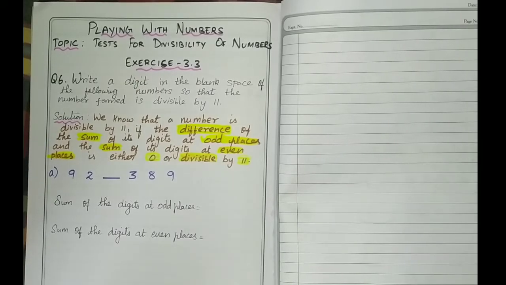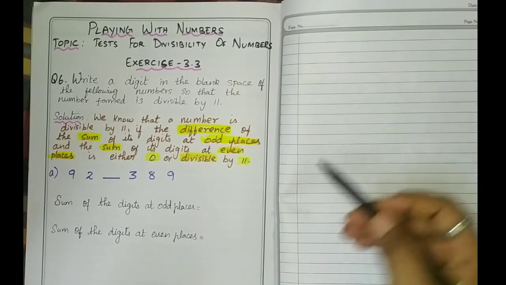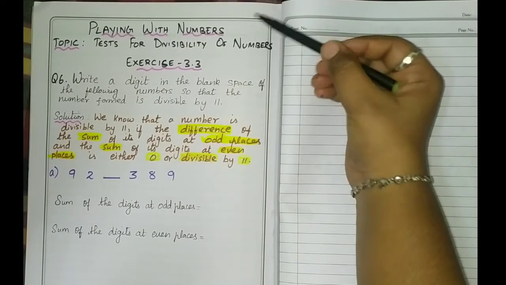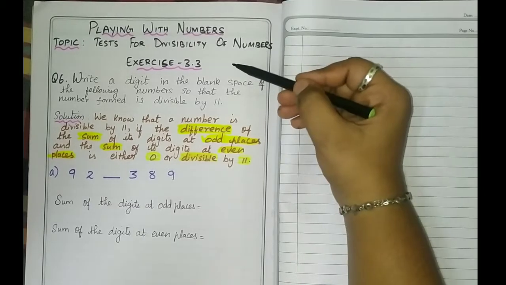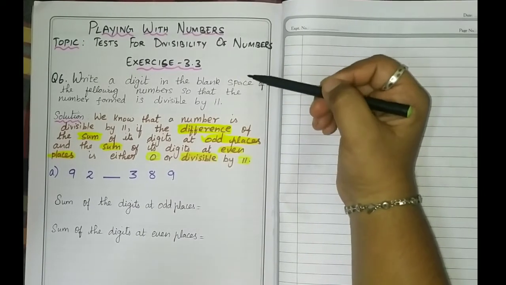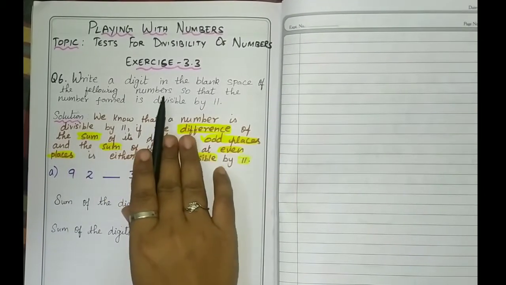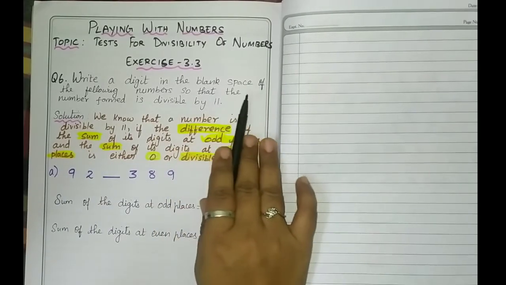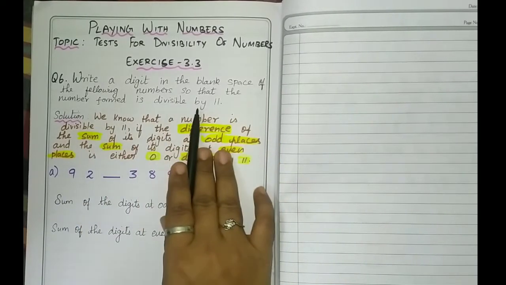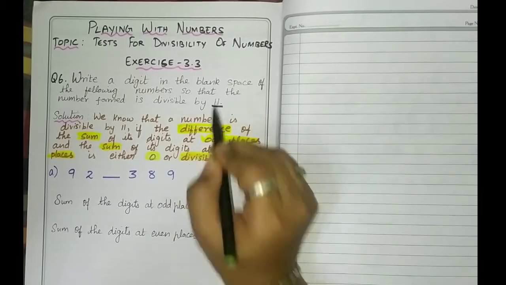Hello everyone. In this video, today we are going to learn about NCERT Class 6 third chapter Playing with Numbers, topic Test for Divisibility of Numbers, exercise 3.3, question number 6. Write a digit in the blank space of the following numbers so that the number formed is divisible by 11.